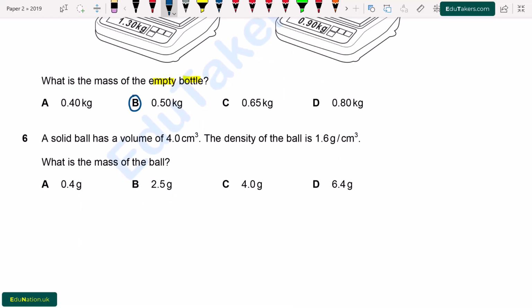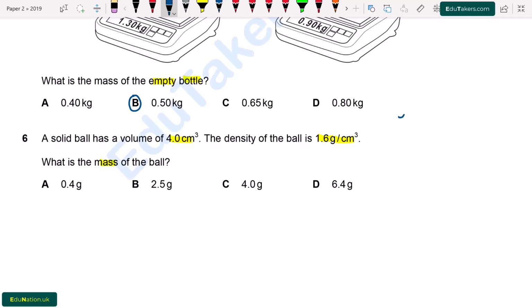Question number 6. A solid ball has a volume of 4.0 cubic centimeter. The density of the ball is 1.6 gram per cubic centimeter. What is the mass of the ball? So here we have to find out the mass of the ball when the density and volume is given.